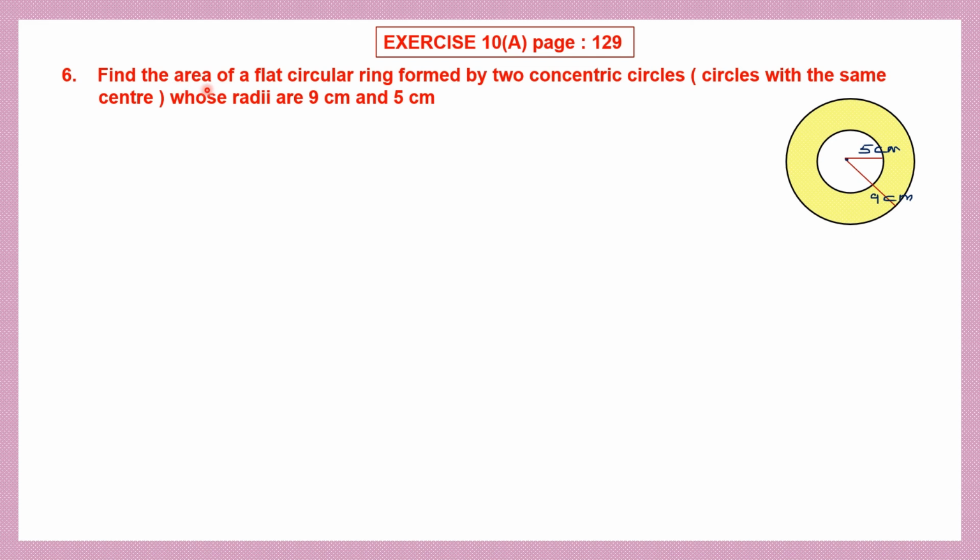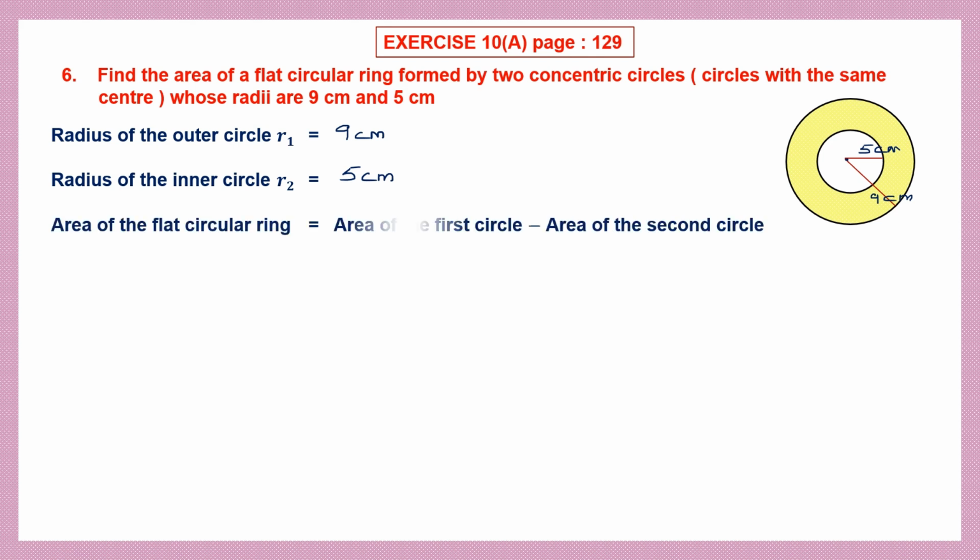Now, we are asked to find the area of only this part. This is the ring. So how do we find the area? First we find the area of the full outer circle. Then we find the area of the inner circle, and then when we subtract both, we get only this area. So let's begin by saying radius of the outer circle is 9 centimeters. Radius of the inner circle is 5 centimeters. So now to find the area, area of the flat circular ring is area of the first circle minus the area of the second circle.